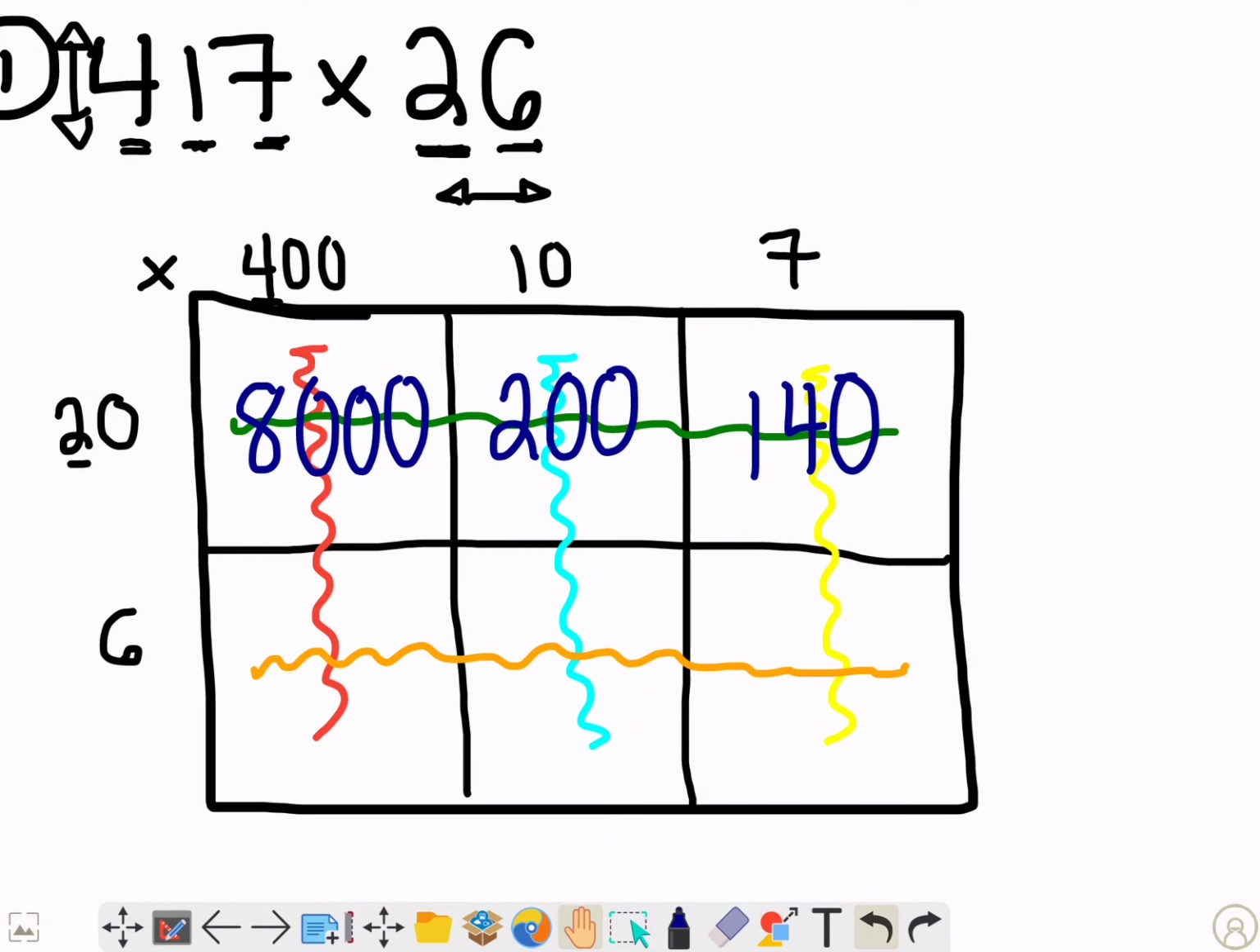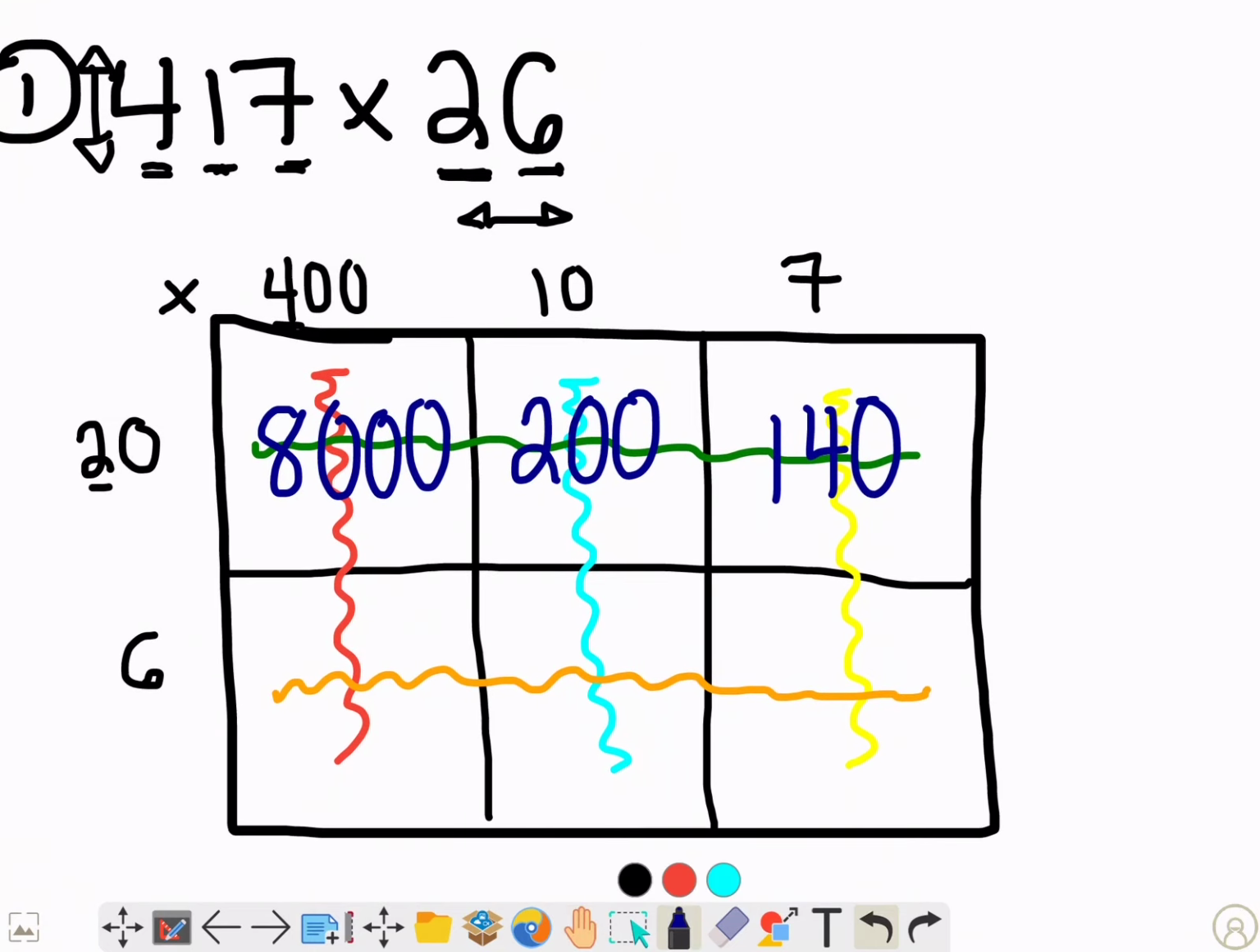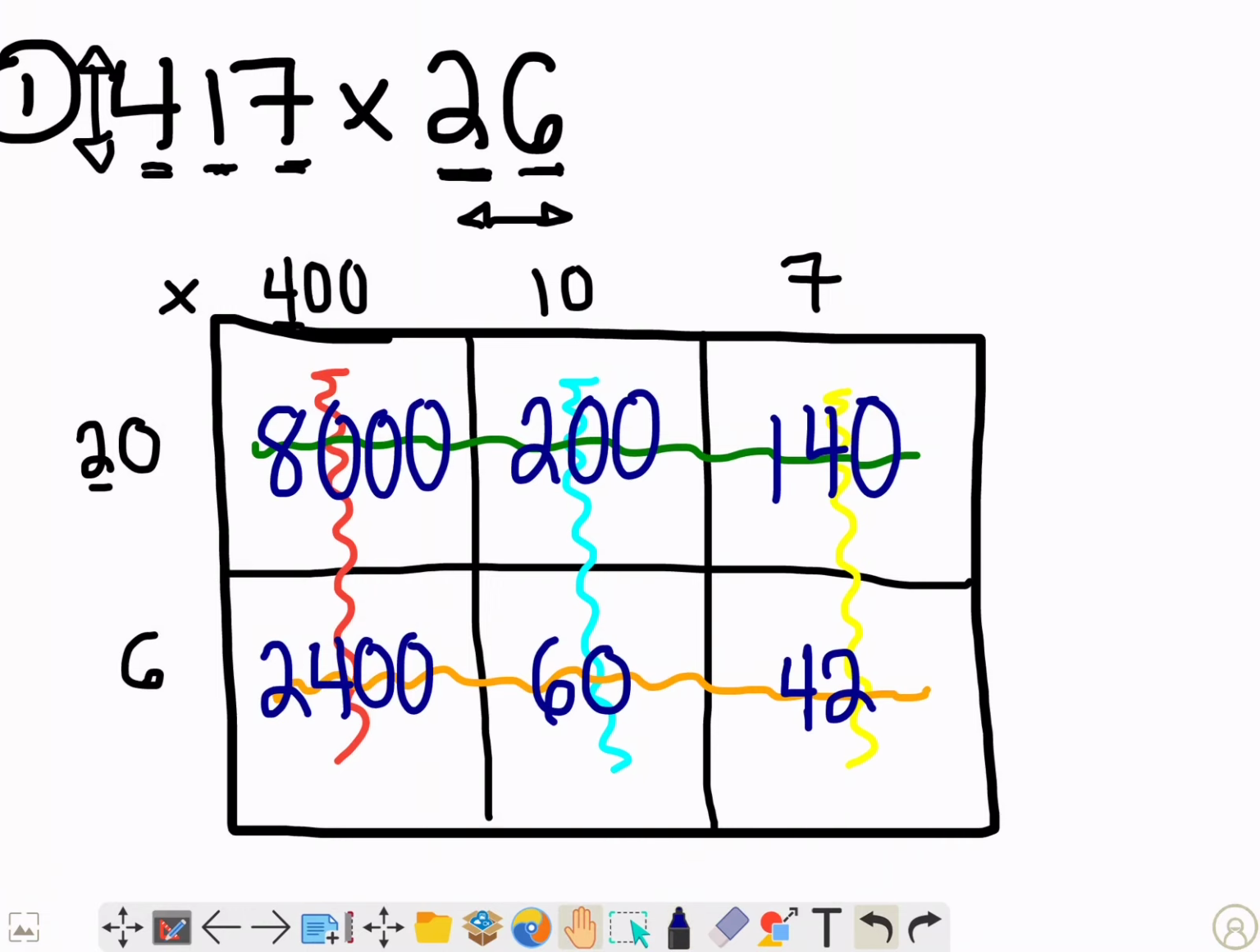The next one, I do 400 times 6, but I do 4 times 6, which is 24. And I add 2 zeros. Then I have 10 times 6, which is 60. And then 6 times 7, which is 42. And what you're going to have to do with all of those numbers is add them up.